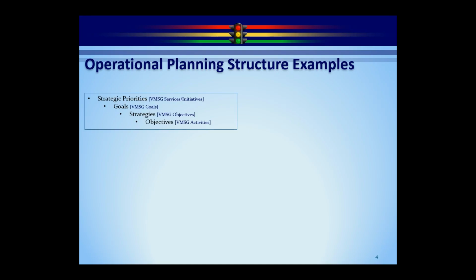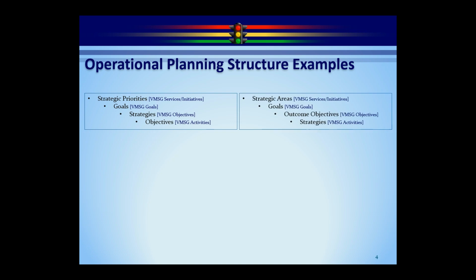So the strategic priorities is a very common name for the top end of your strategic plan, but the rest of these are a little bit out of order, I think. Strategic areas, that's a pretty good nomenclature for services or initiatives. Then goals, I like the term outcome objectives. It's what are we trying to accomplish, so the outcome is pretty good. And then strategies, in this case, is how we're going to get to the objective. So that one is pretty solid.